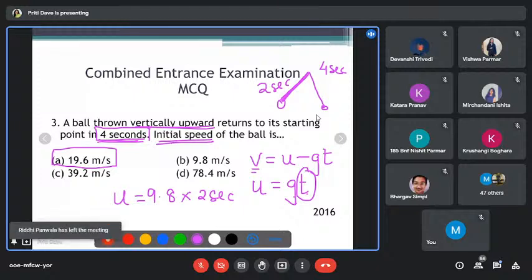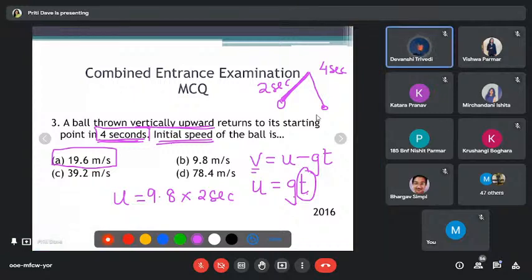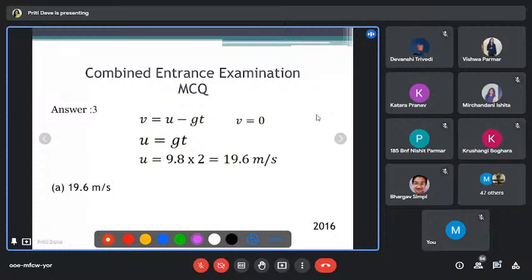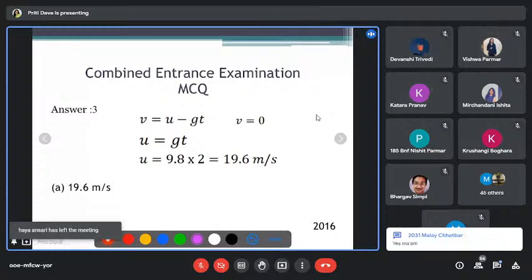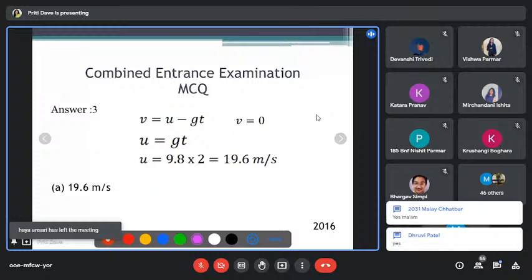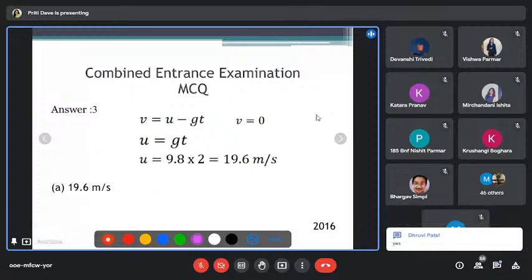Is everybody clear with this? Yes, ma'am. So the answer is 19.6. The final velocity is u minus g t. So v is equal to 0 and u is 19.6 meters per second.